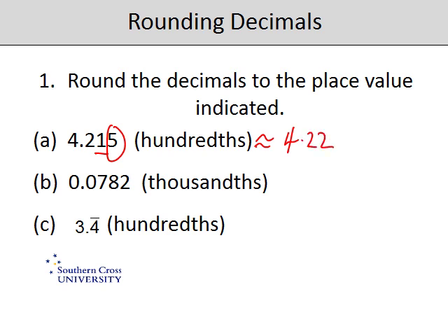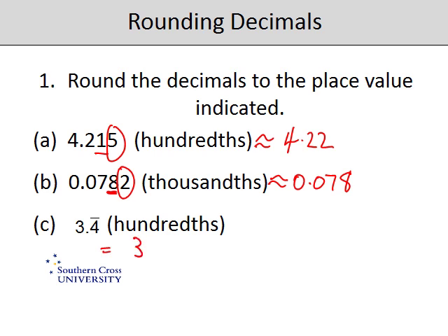In the next question, we need to round our decimal to the nearest thousandth. We have an 8 in the thousandths place value. We have a 2 to the right of it. With a 2, we won't be rounding up. We'll keep it the same, so it will be 0.078 or 78 thousandths.